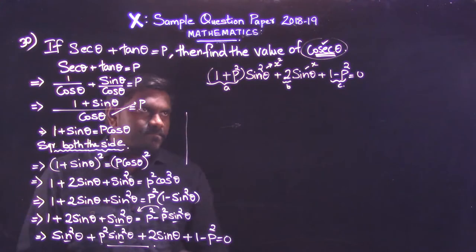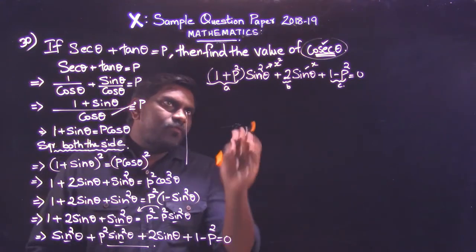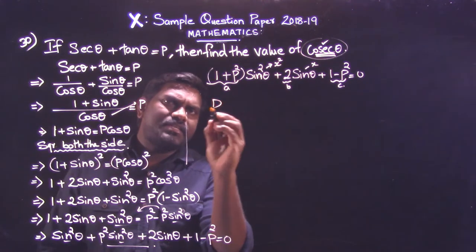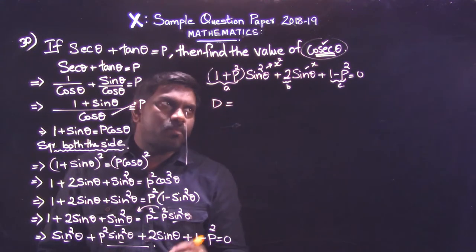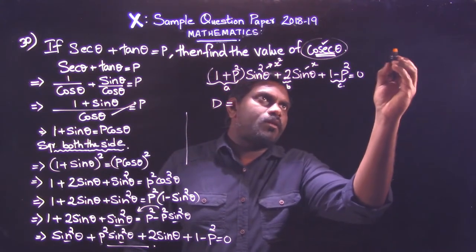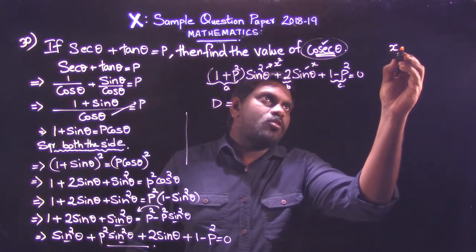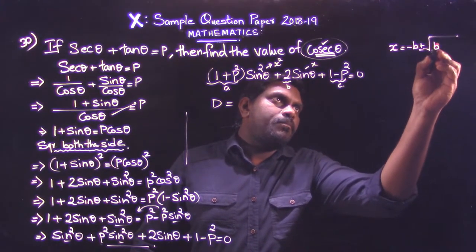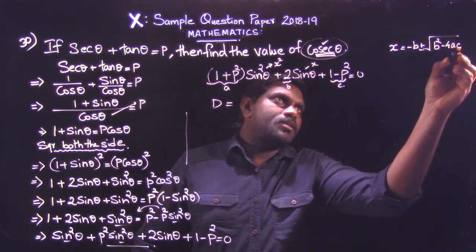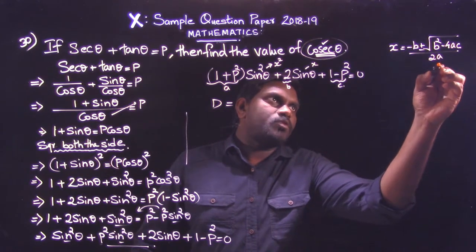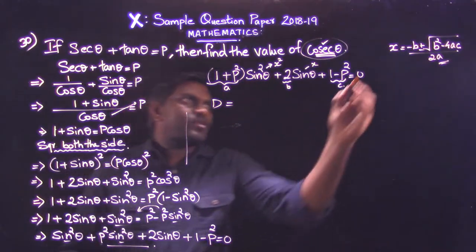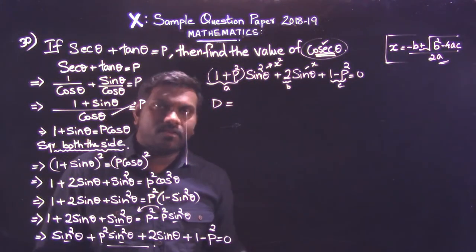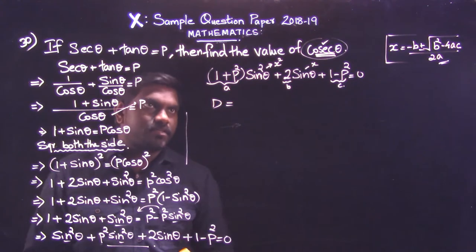Sin θ. Fine. Now, when you have a quadratic equation, the normal tendency is to find what is D first, right? What is D according to the formula? For finding x and all, normally you used to write −b ± √(b² − 4ac) / 2a. Don't you know that formula? From that formula, you need to make sure that you find the value of sin θ here.